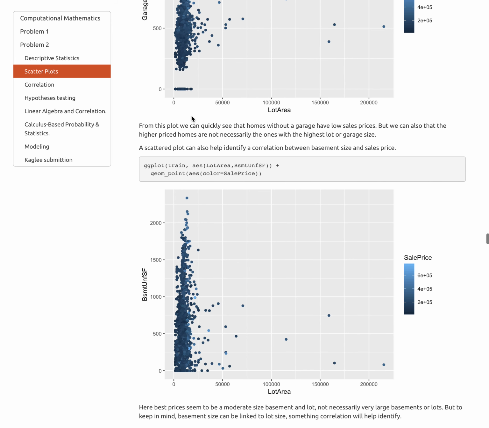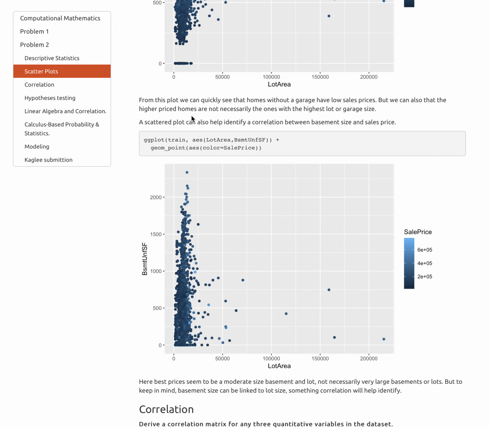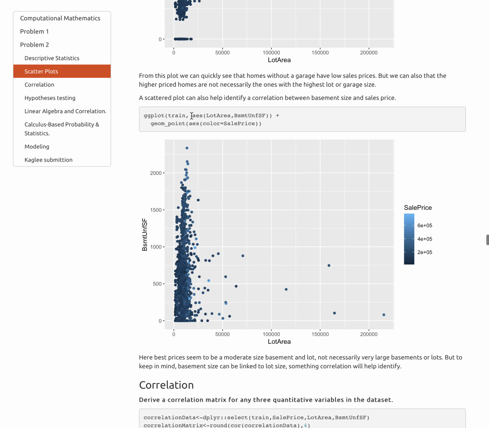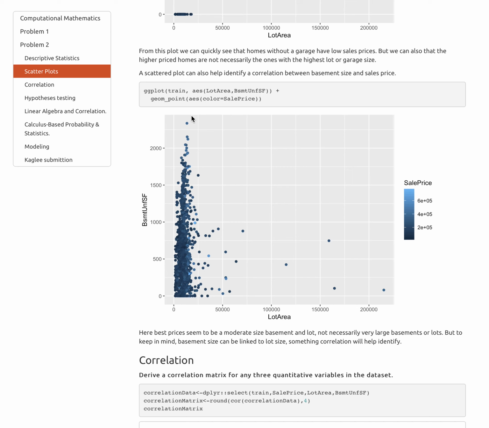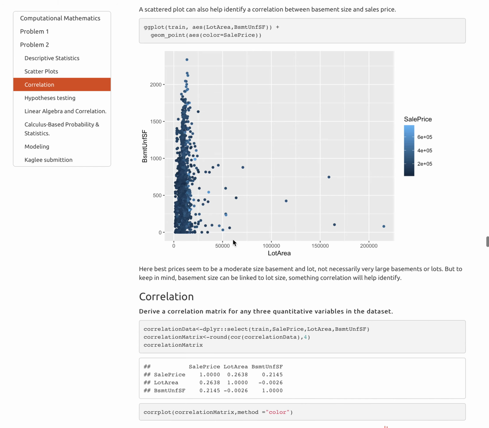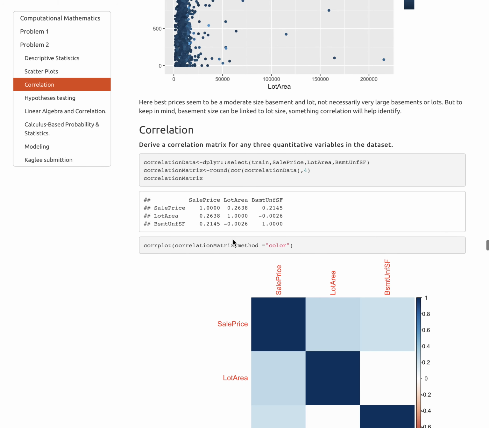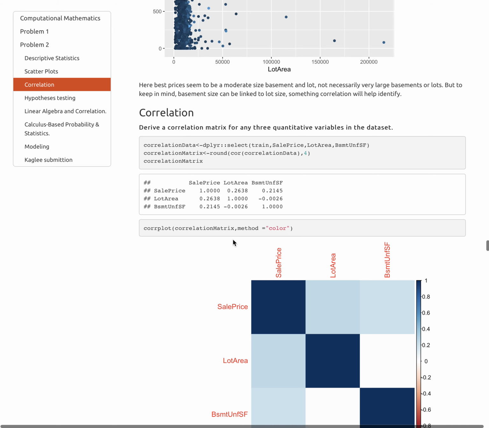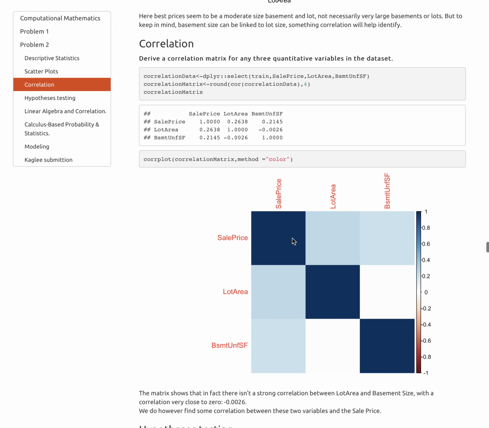Second, I looked at lot area and the basement area. The thinking was that a bigger lot, bigger basement, maybe. But if there is that correlation, that'd be a good segue into the next step, correlation. Here I picked a few features and plotted the matrix using one of the libraries that I downloaded.